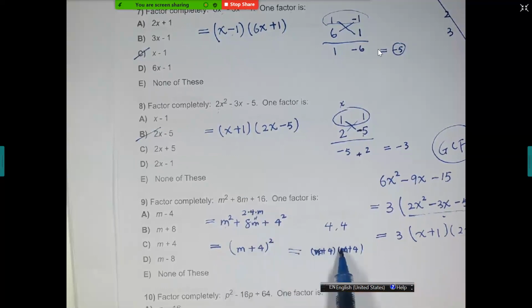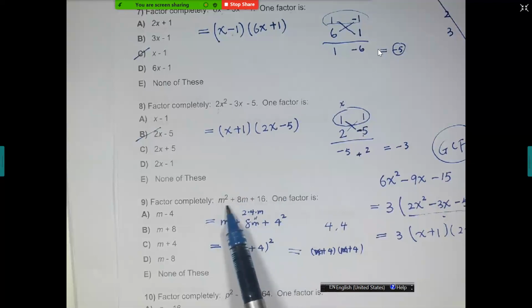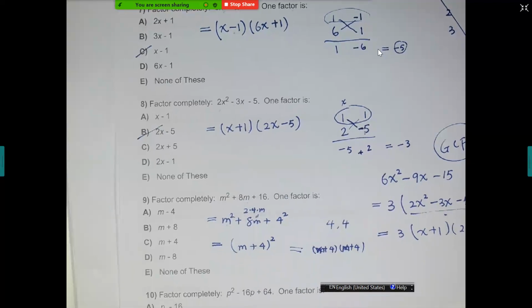So either way, when you see some special trinomial, and if you recognize that's special, go ahead, use the formula. If you cannot, do not worry. We can always use the method we learned before. Treat this as a regular trinomial. Leading coefficient is 1. Okay, you can still get the right answer.